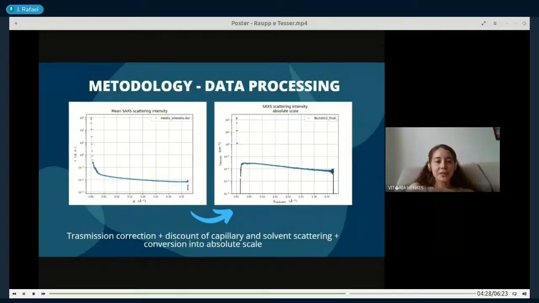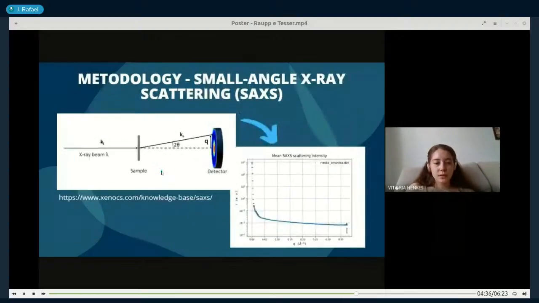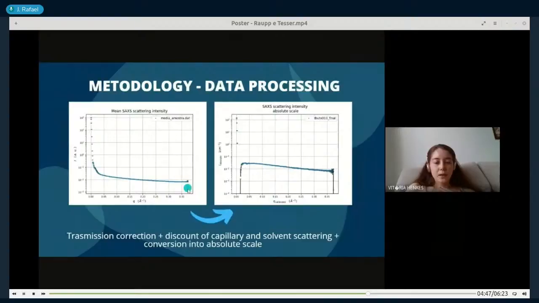After that, we process the data to correct things that we are not interested in, like the transmission. The transmission is the fraction of the beam that passes through the sample without being scattered. So we discount this value, and we also discount the scattering of the capillary and the solvent, because we are only interested in the scattering of the solute, that is the alcohol. And finally, we convert all of that to absolute scale.